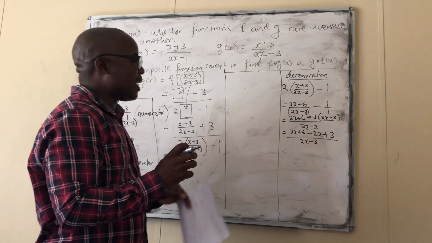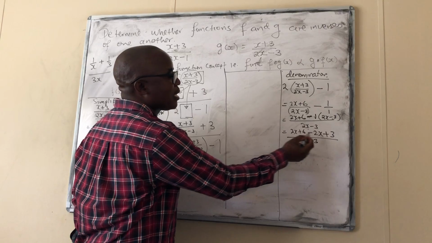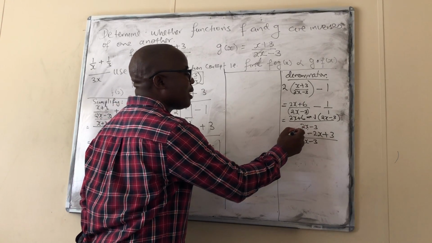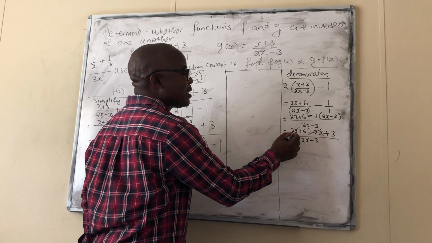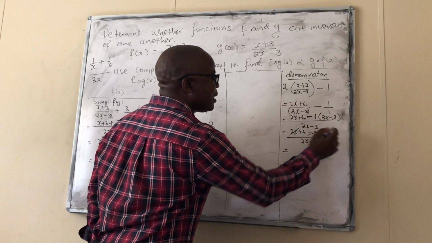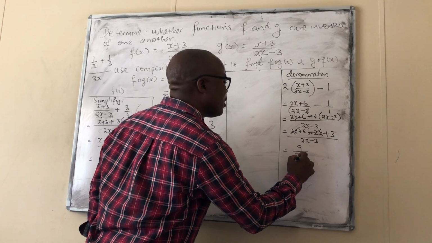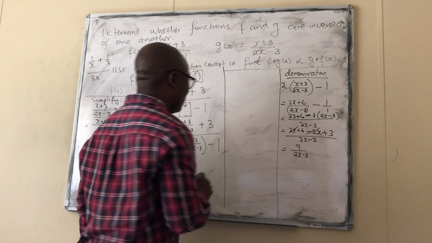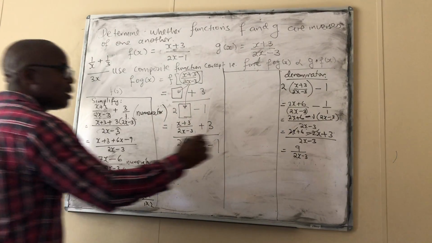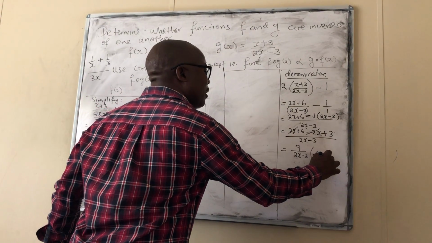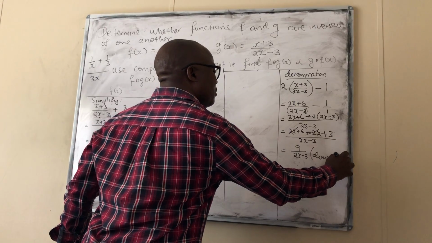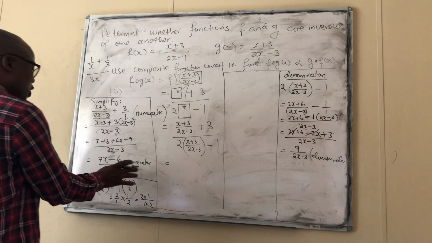Now we collect like terms. We've got 2x, we've got minus 2x. Negative 2x here cancels this 2x. 6 plus 3, it's 9 over 2x minus 3. So this is the denominator. And this is the numerator.